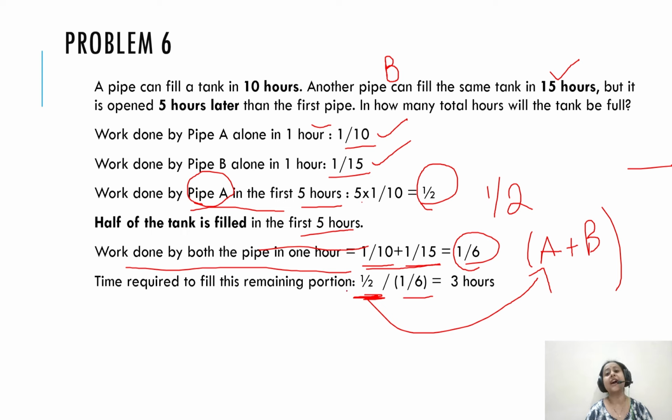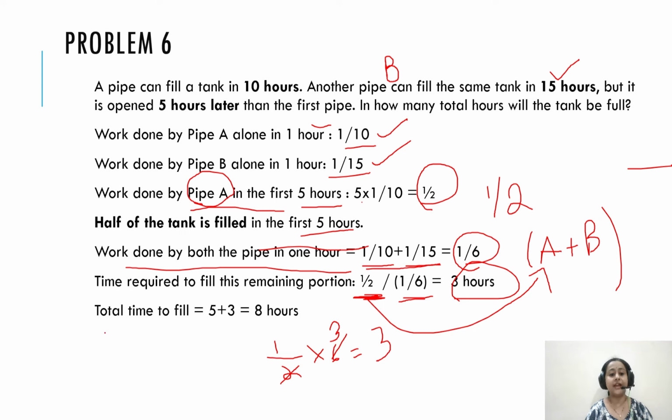So how much time will it require? Half divided by 1 by 6, since 1 by 6 is their joint efficiency rate in 1 hour. Actually it will reverse, so it will be 6 times half, so 6 by 2, you will get 3. So the remaining half of the tank will be filled in 3 hours.